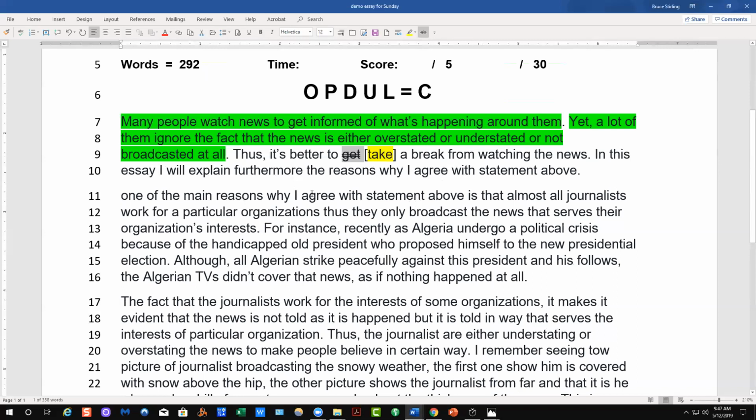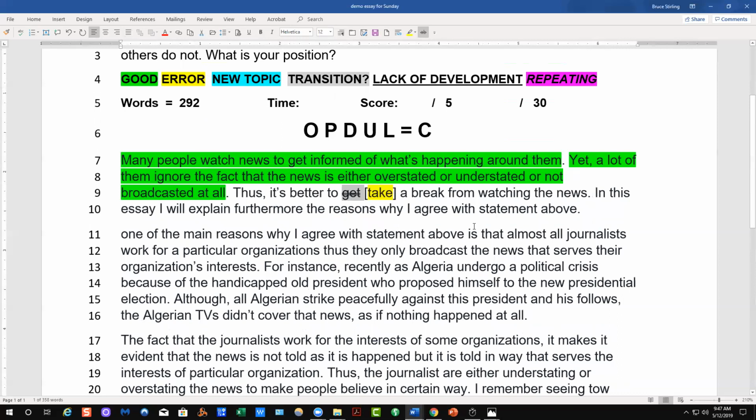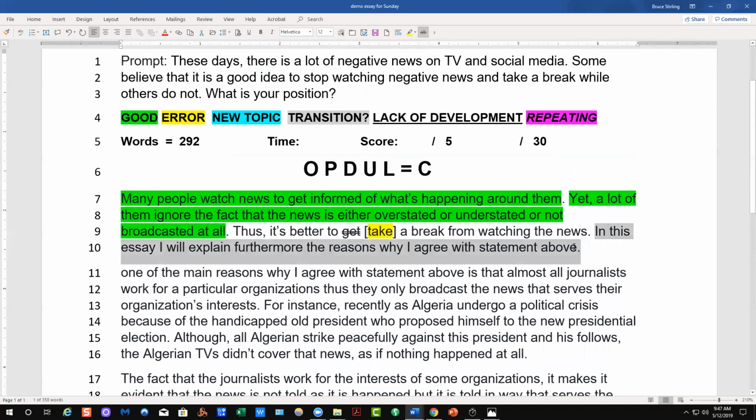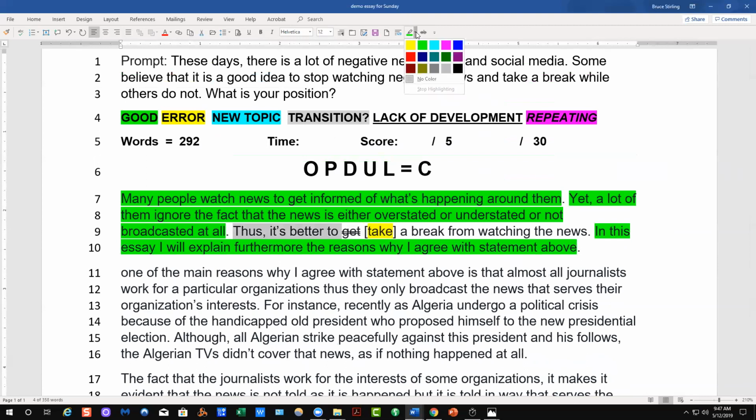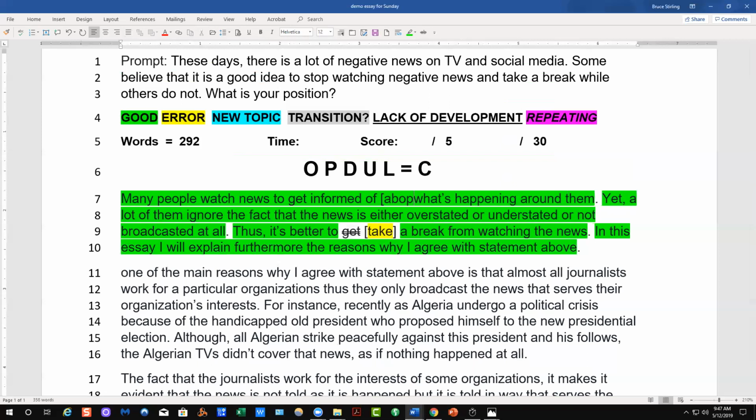So in this essay, I'll explain further the reasons why I agree with the statement above, right, okay? So this introduction is very well written, extremely well written, okay? And there's really only one issue. Remember, what I'm doing is analyzing this essay step by step. I'm doing an analytical process. The raters don't rate analytically, they rate holistically. They'll look at this introduction from a big picture point of view and go, yeah, that's pretty good actually.